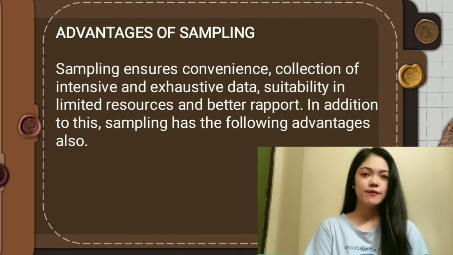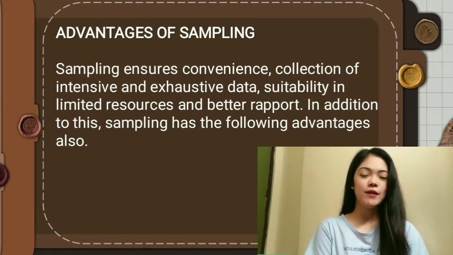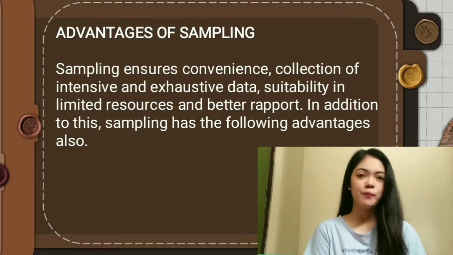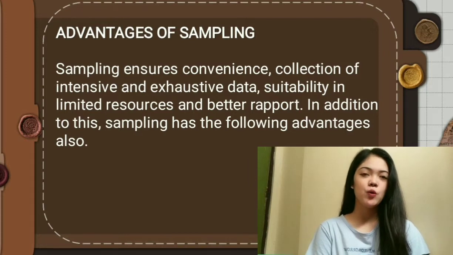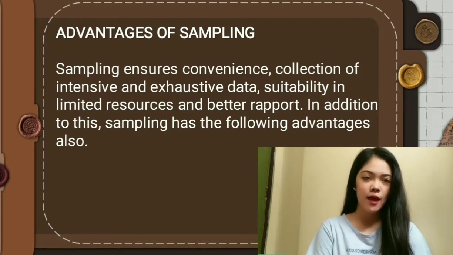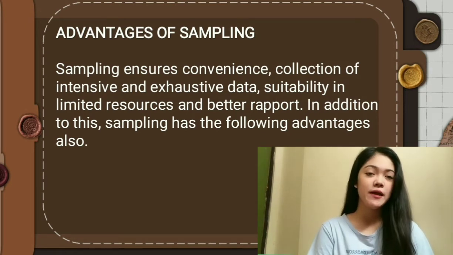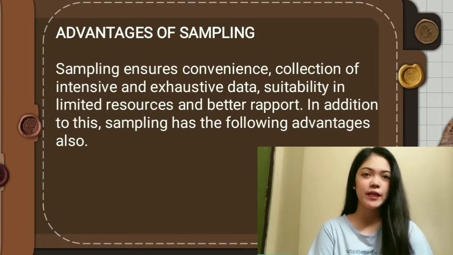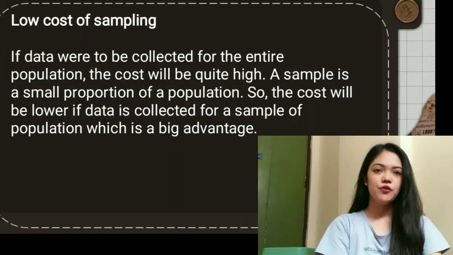In addition to this, sampling has the following advantages also. When we say sampling, it can be defined as a procedure in which a sample is selected from an individual or group of people for a certain kind of research purposes. So, napakalaking tulong ng sampling sa mga researcher kasi mas napapadali nito yung pagkakandak natin ng study, which is reliable kasi kumukuha lang tayo ng estimated target respondent from the entire population to answer our questions or survey. So, let's proceed to some advantages of sampling.